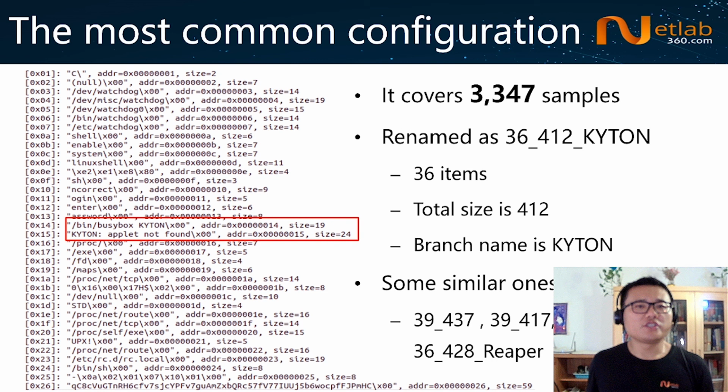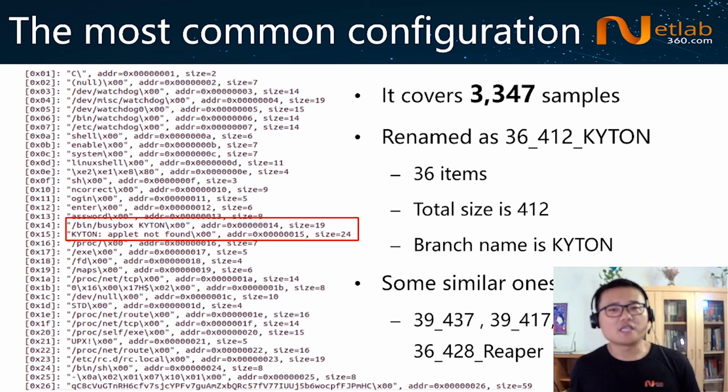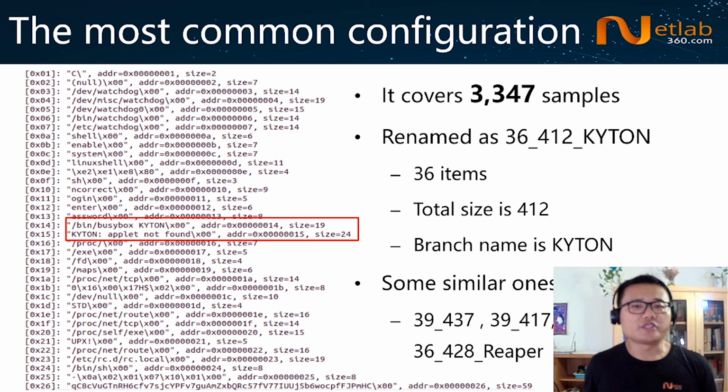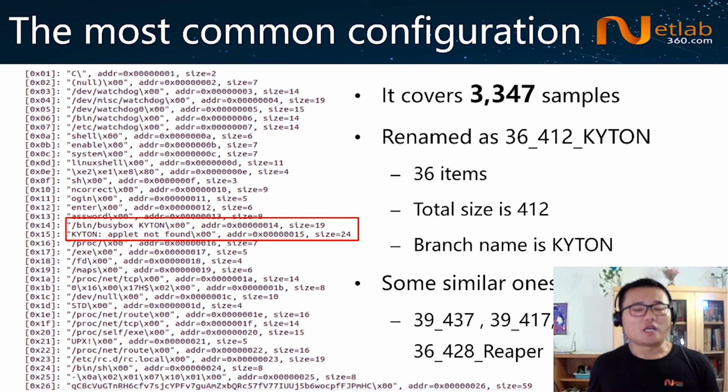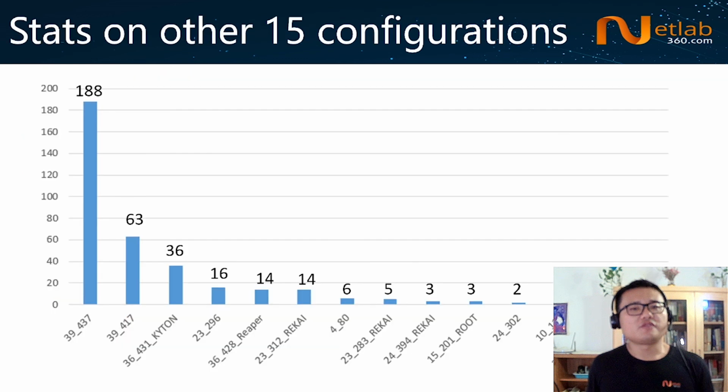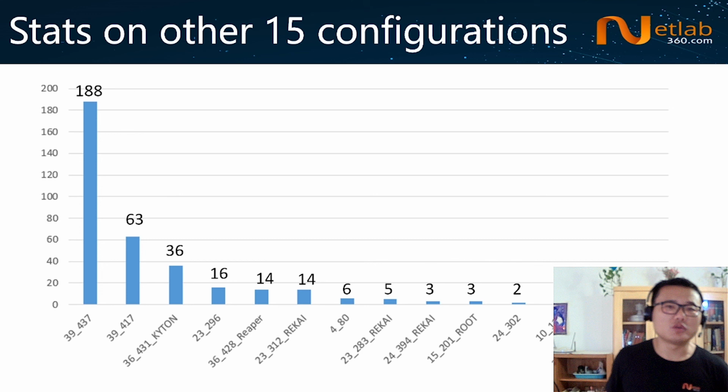This is the most common configuration. It covers over 90% of samples. And for better demonstration, I renamed it with its item count, total size, and branch name. And when comparing with other configurations, I also found some similar ones, as shown below. These are the stats on the other 15 configurations. The long-tail distribution hints there is a lot of code copy and paste. Because the more often a configuration occurs, the larger the number of variants whose source it was used in.